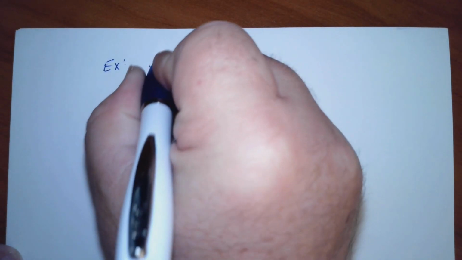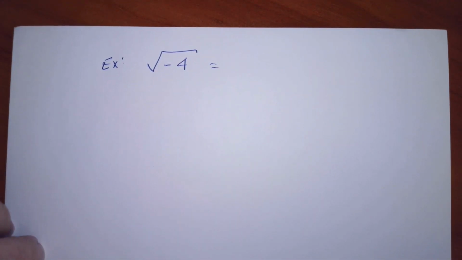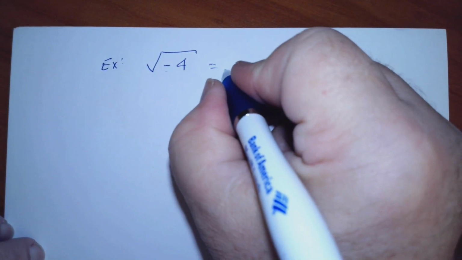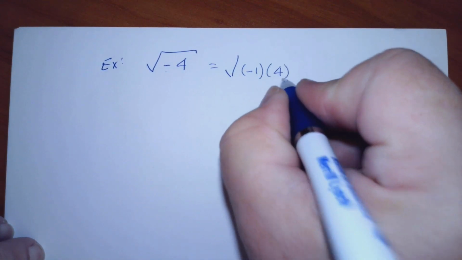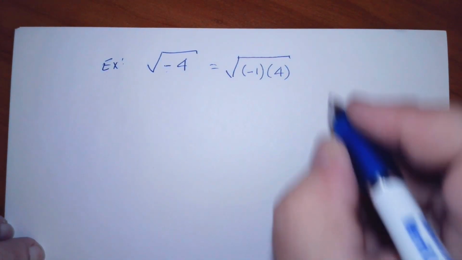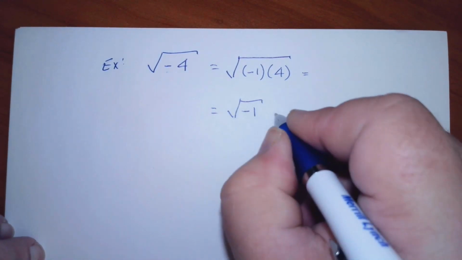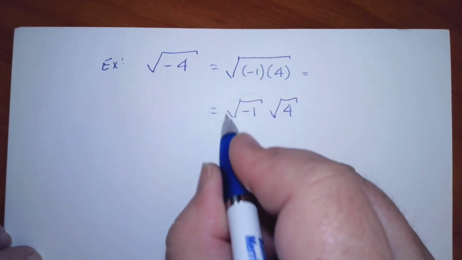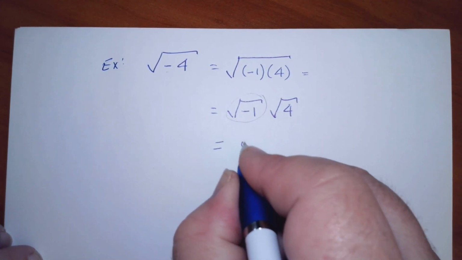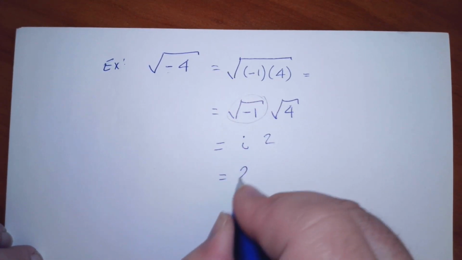For example, if I gave you the square root of -4, -4 can be broken down into two numbers: -1 times 4, which becomes the square root of -1 times the square root of 4. We know that anytime we see a square root of -1, that becomes an i, and the square root of 4 is 2. So the answer is 2i.